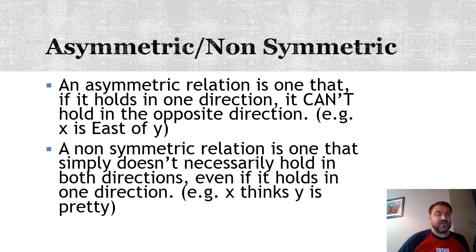A non-symmetric relation is one that simply doesn't necessarily hold in both directions, even if it holds in one direction. An example of that would be something like x thinks y is pretty. Just because x thinks y is pretty doesn't mean that y thinks x is pretty, but y might think x is pretty. And so again, it's just non-symmetric, instead of asymmetric or symmetric.